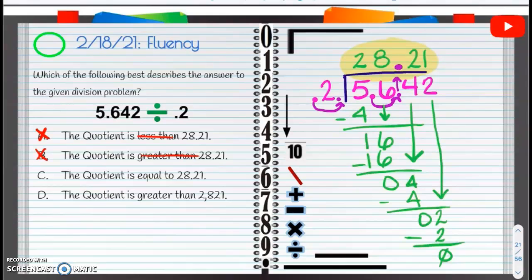The quotient is equal to 28 and 21 hundredths. Yes, it is equal to. So we are going to put our circle around that C. And last but not least, just to double check, the quotient is greater than 2,821. No, it's not greater than that, and it's not 2,000. So our answer is going to be C, and that's going to be it for our fluency. Great job!